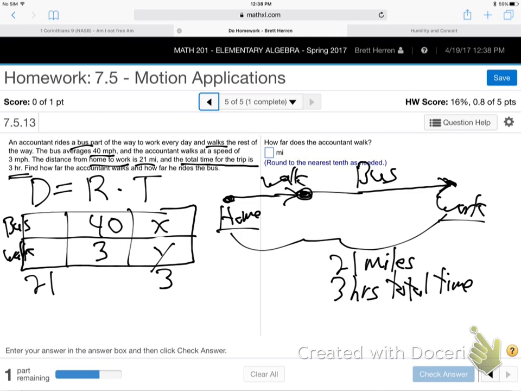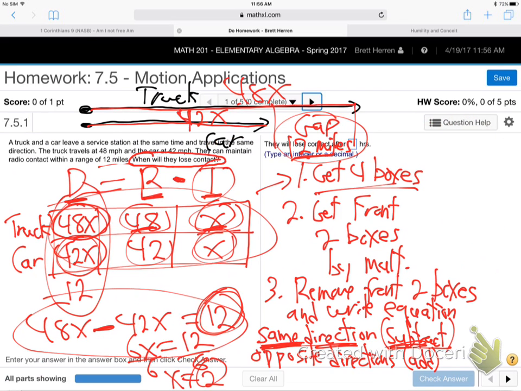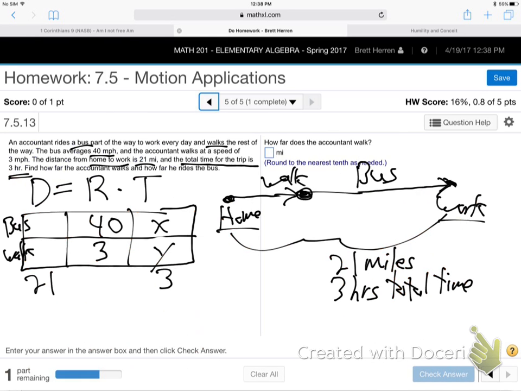And they're not. Now, we had a problem a few minutes ago where it said same time, so I made them both X. Remember that one? Question number 1 in this section, 7.5. See how it says same time, right here. So they were both just X, because the truck and the car, same time. But that's not the case on this one. We don't know that the bus time and the walking time are the same, so we've got to use different letters.